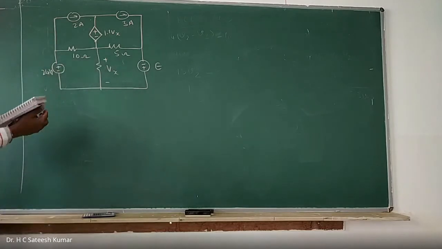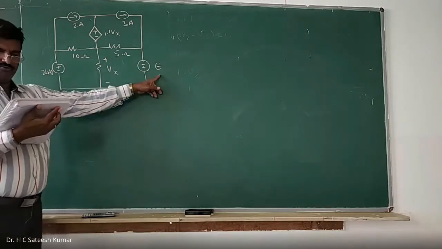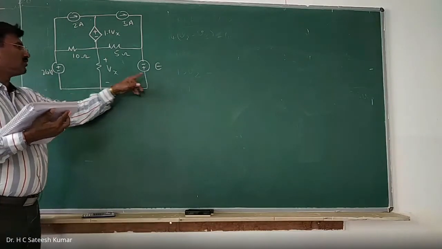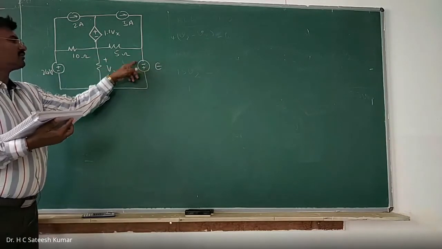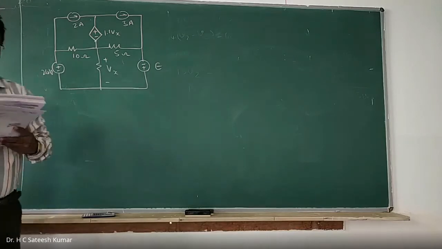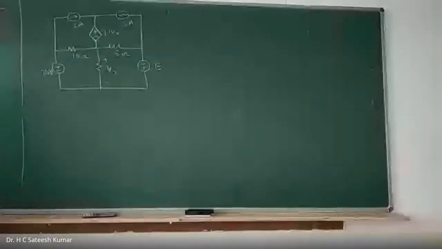Okay, right. The question is, use node equations to determine what value of E will cause Vx to be 0. So we have to find the value of E such that Vx is equal to 0. That's what the question is, right? Now identify the nodes.